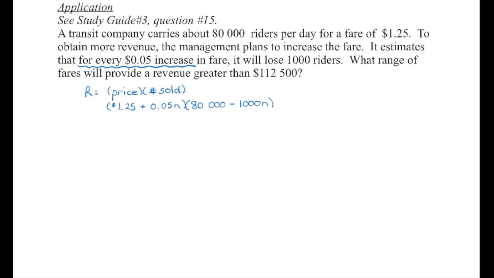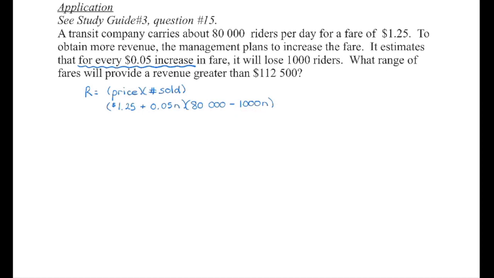So in this particular question, for every 5-cent increase in fare, we are going to lose 1,000 riders. So our price for every 5-cent increase, we're adding 5-cent increases, we're going to lose 1,000 riders. So we need that N, remember, we go up 5 cents, we lose 1,000 people. We go up 10 cents, 2 increases, we lose 2,000 people. So 2 times that negative 1,000.